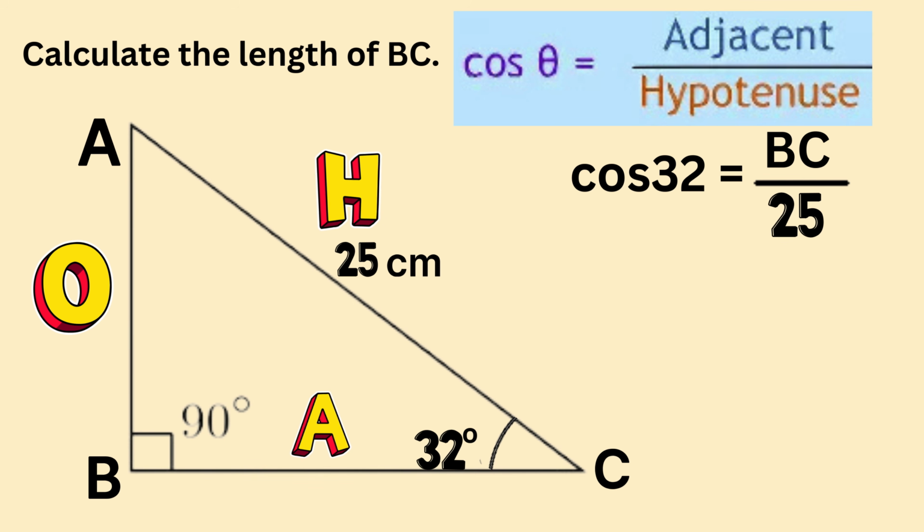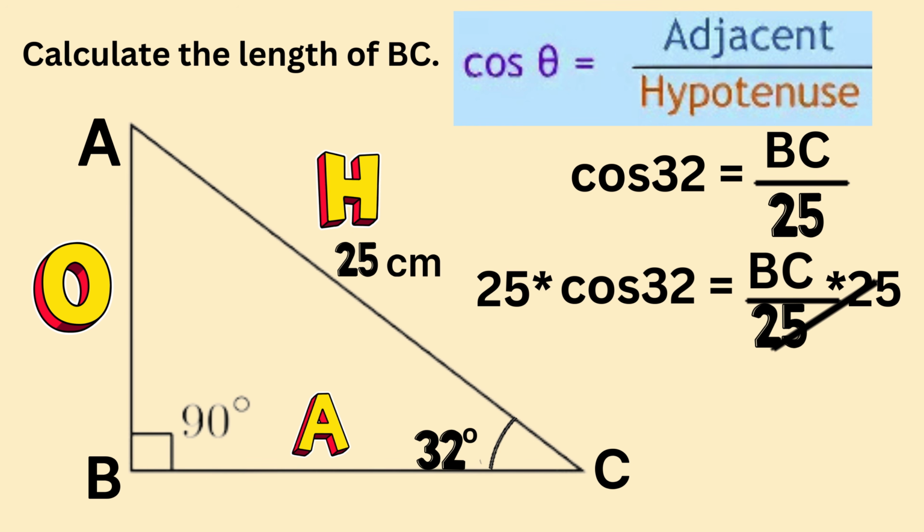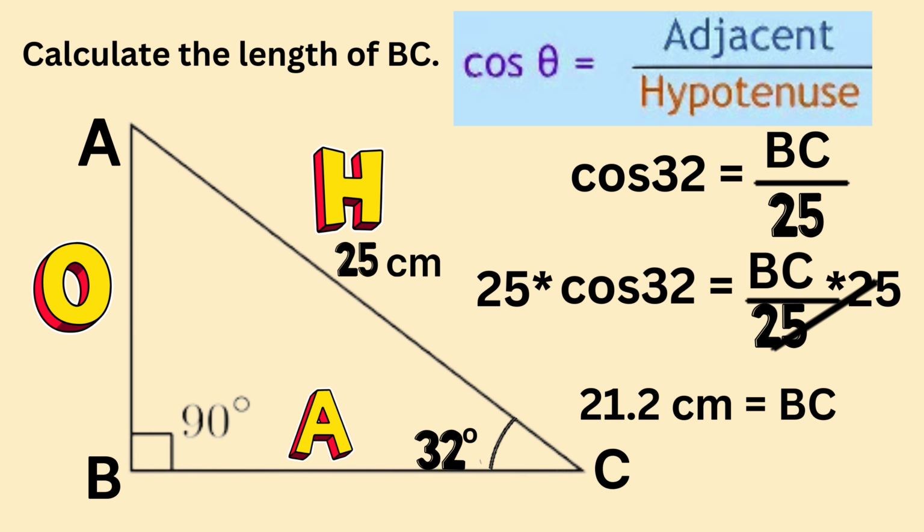Hence, cosine 32 equals BC over 25. To solve for BC, we need to get rid of the fraction, so multiply both sides by the denominator 25. So, we end up with 25 times cosine 32 equals BC. Our solution is therefore BC equals 21.2 centimeters.